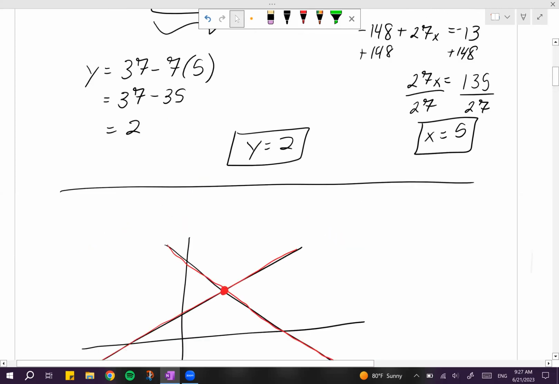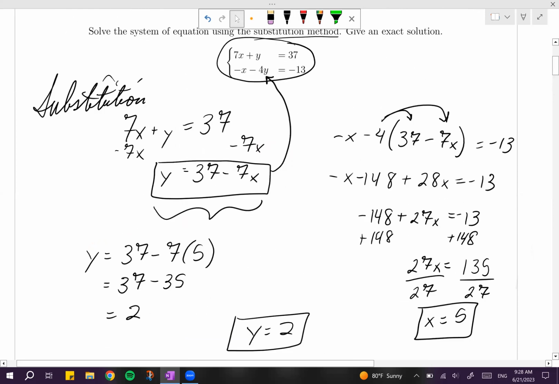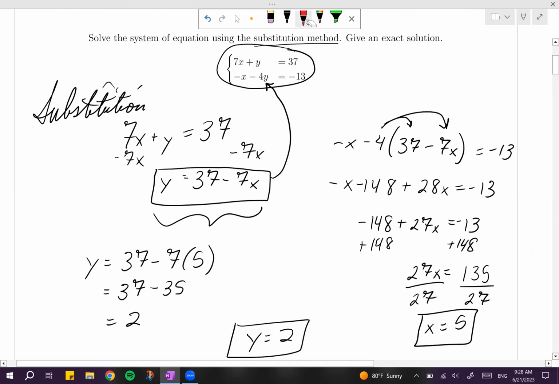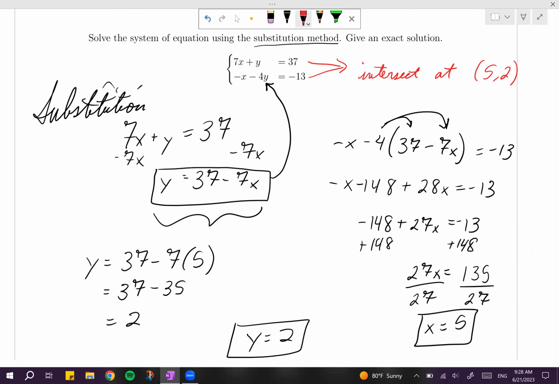So up here, we got x is equal to 5, y is equal to 2. What this tells us is that these two lines right here intersect at the point 5, 2. So if you went to Desmos and plugged this line and this line in and looked where they cross, you would see they cross at 5, 2. And I encourage you to do that because it's really helpful to see that there's like a geometric way to think about these types of problems.